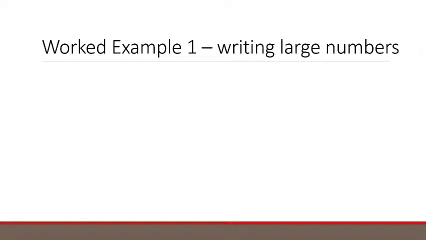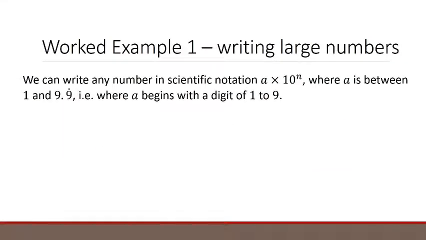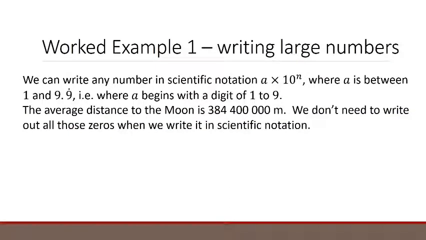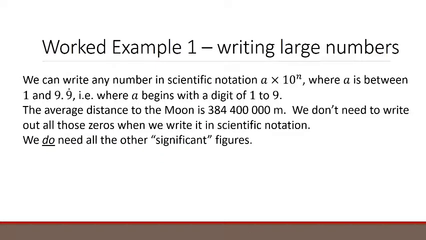So here's worked example 1, writing large numbers. We can write any number in scientific notation a times 10 to the power n, where a is between 1 and 9.9 recurring. That is where a begins with a digit of 1 to 9. So when we look at the full moon, we're reminded that the average distance to the moon is 384,400,000 meters. Now, we don't need to write out all those zeros when we use scientific notation. We do need all the other significant figures.